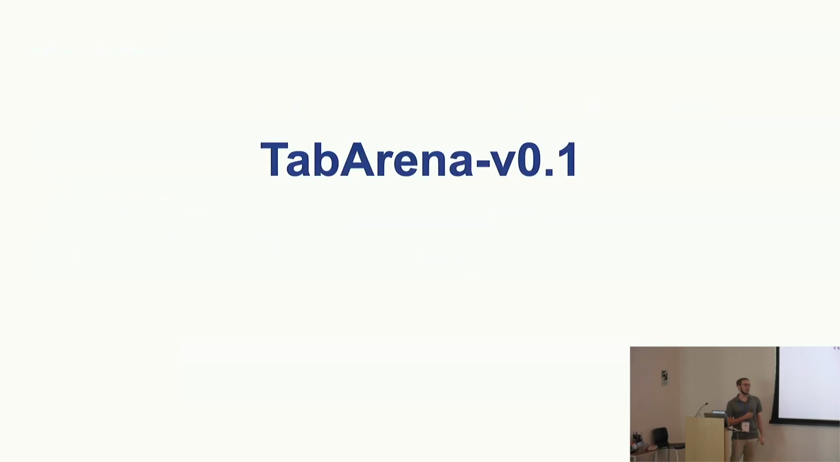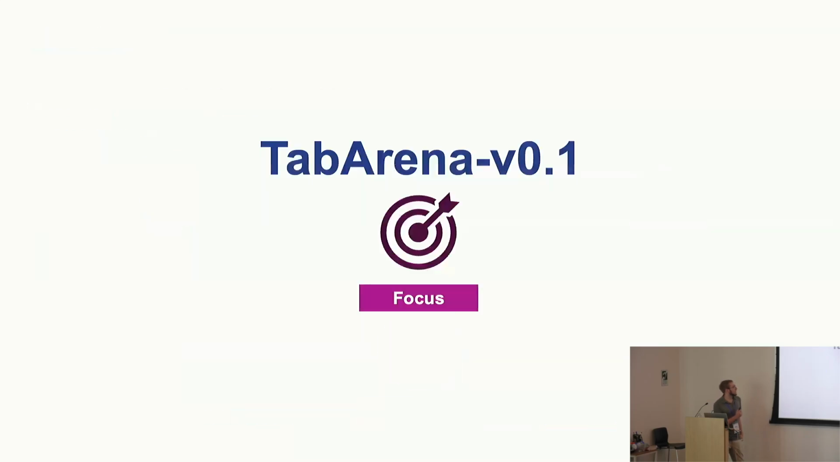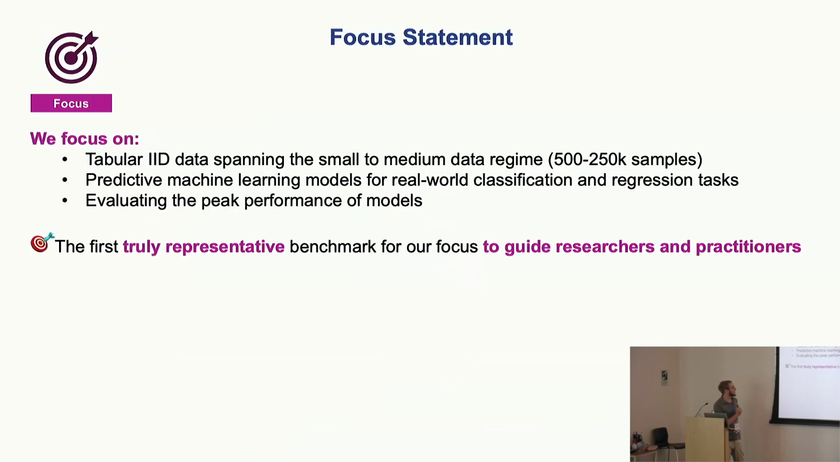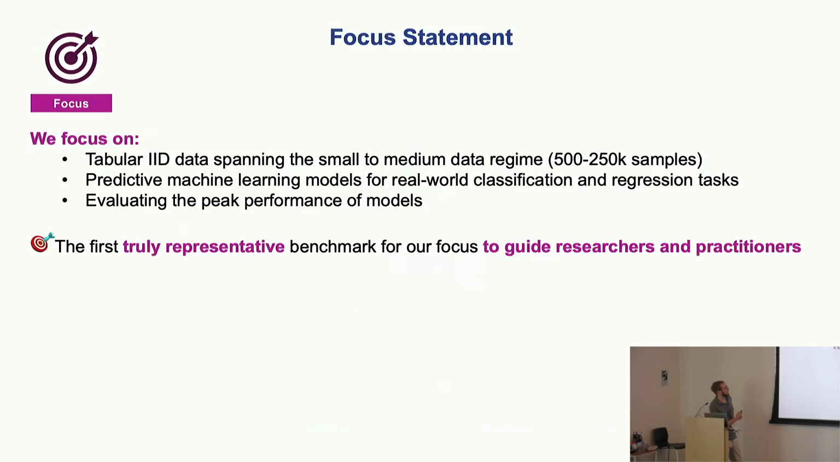So we also consider TabArena to be a research platform for AutoML. I'll talk about where we are right now with TabArena version 0.1. It is currently in submission to NeurIPS, so this is very recent work. We hope that it will be accepted and that we'll see you in San Diego later this year. So we want representative models, datasets, and evaluations, and an explicit focus: IID data, evaluating peak performance of models, and predictive machine learning for classification and regression.